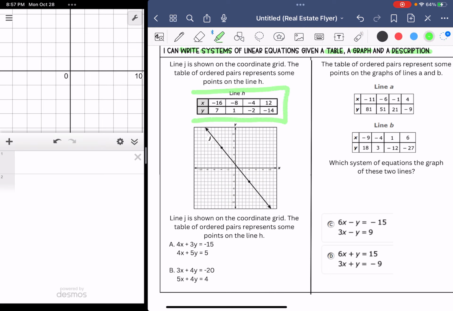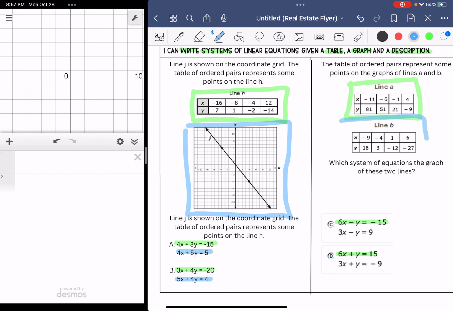Whatever comes first is your first equation. And whatever is written second is your second equation. Okay, knowing that, Desmos is going to be really, really helpful.